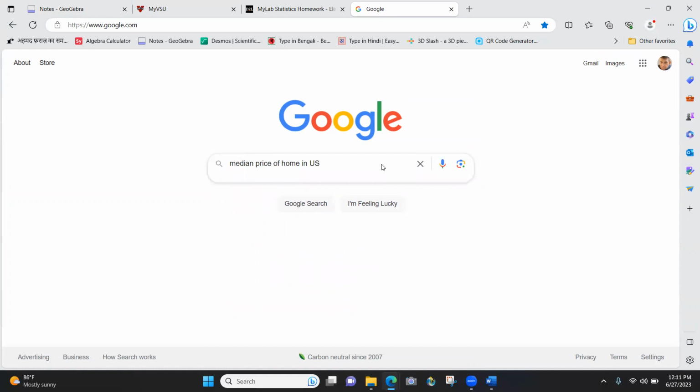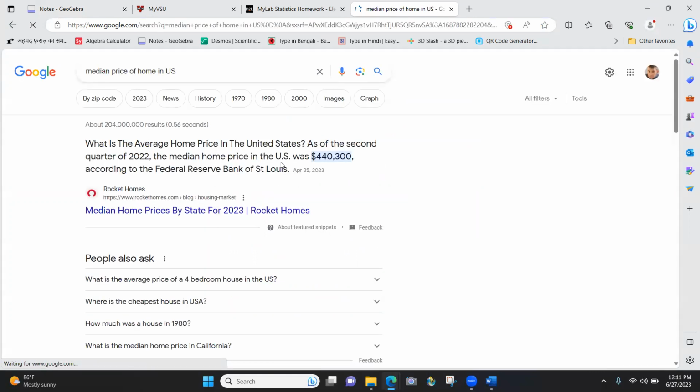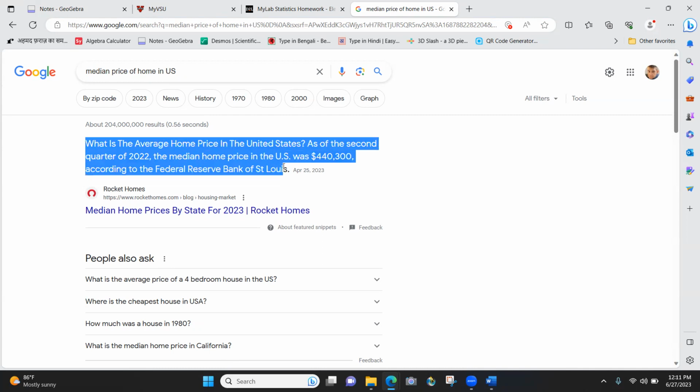The median price of a home in the US is 440,000. Now, depending on who you are, it may seem high to you, it may seem low, but that's not our main point.